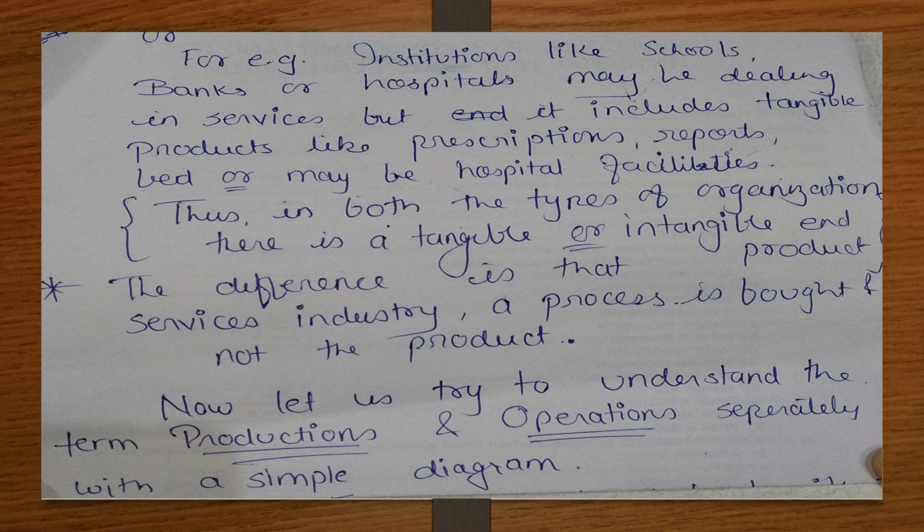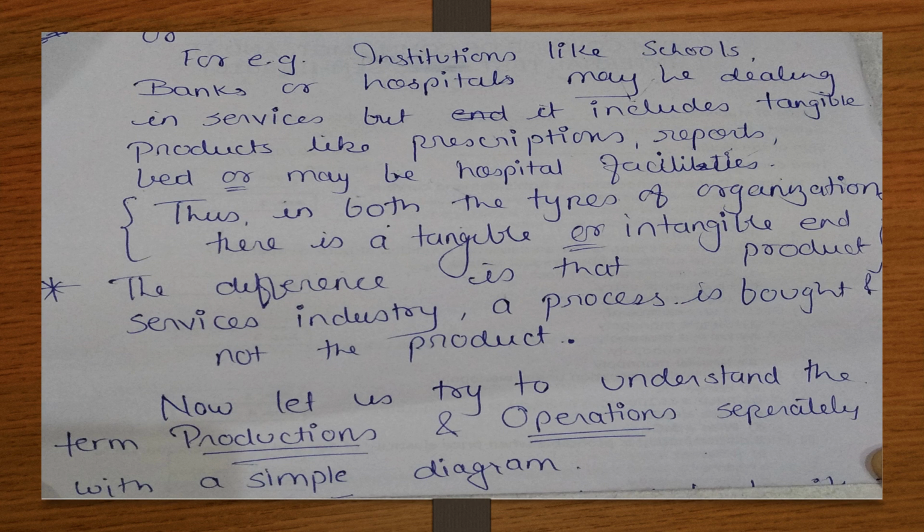What I am trying to deduce here is that in today's scenario, you cannot purely bifurcate that this is a product purely as an output and this is a service purely as an output. As an output, we may get goods plus services, or it may be the other way around, services plus goods, right? So the difference is that in the service industry, we purchase a process and not the product, whereas in the manufacturing industry, we bring the product home.